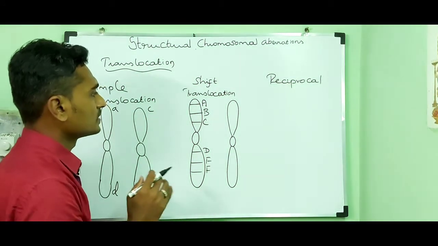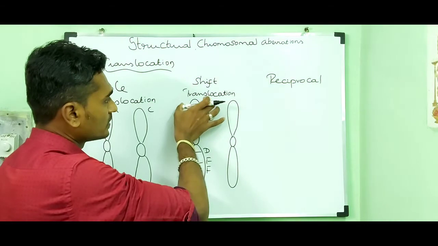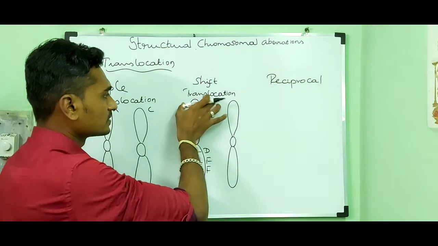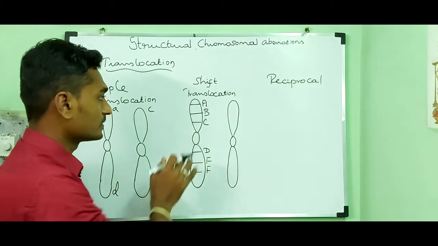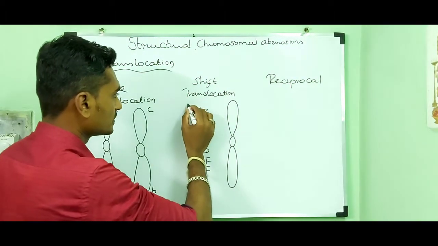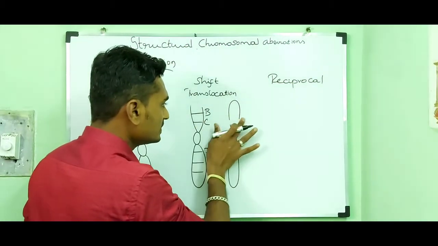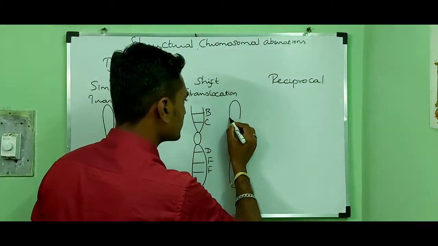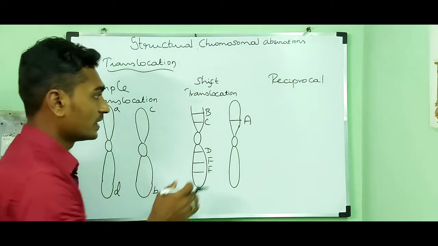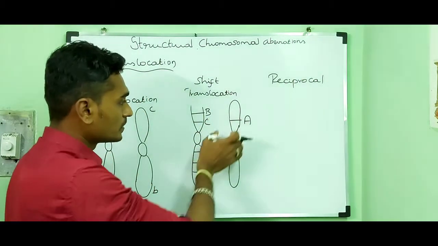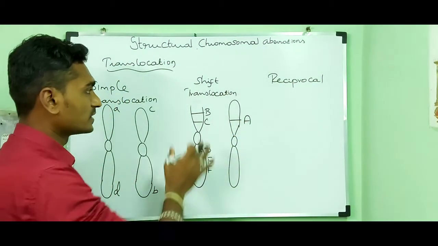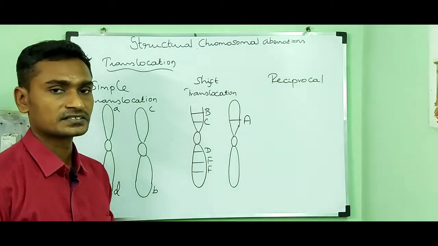Suppose the translocation process occurs in capital A. That segment is broken down, inserted in the middle of the non-homologous chromosome, and shifted to the middle of it. That process is called shift translocation.